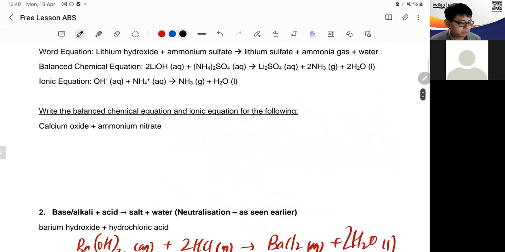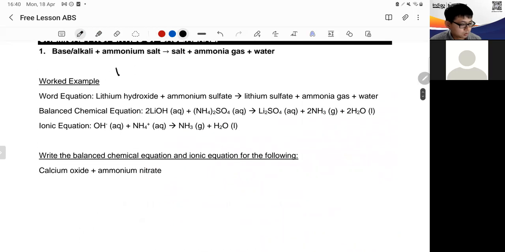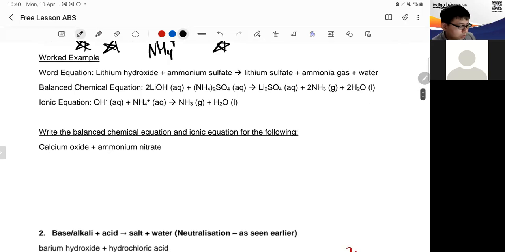This is the one that is very unique to alkalis and bases. More alkalis than bases, actually. It doesn't come out often, but when it does, you must know what it is. So all bases and alkalis can react with ammonium salts to produce salt, ammonia gas, and water. Ammonium salts are salts that contain the ammonium ion. This one. Yes. So let's look at one first.